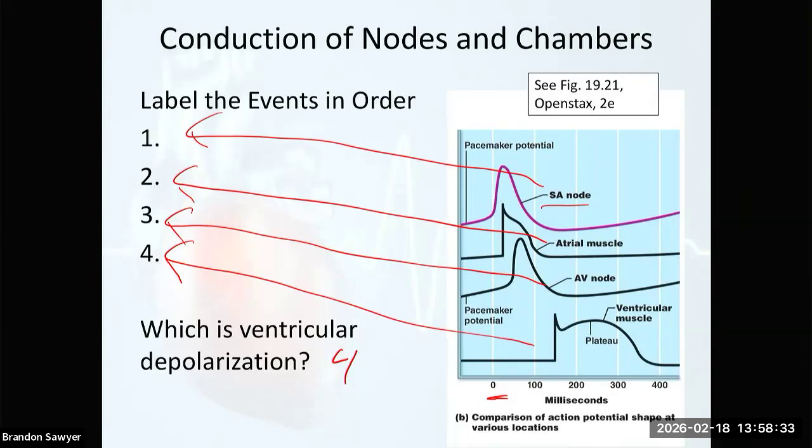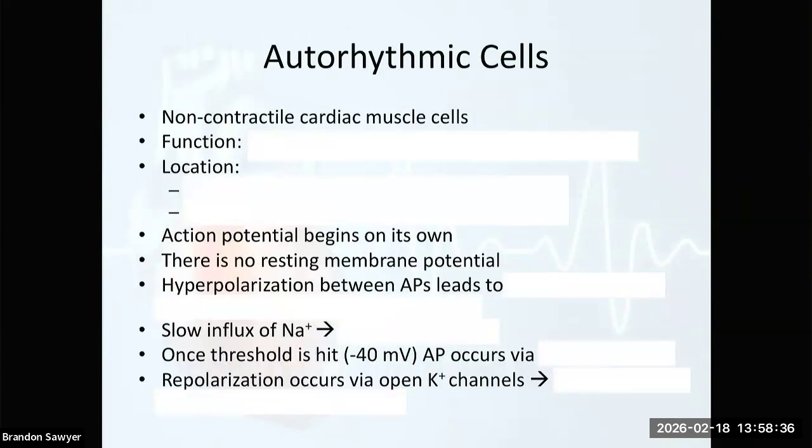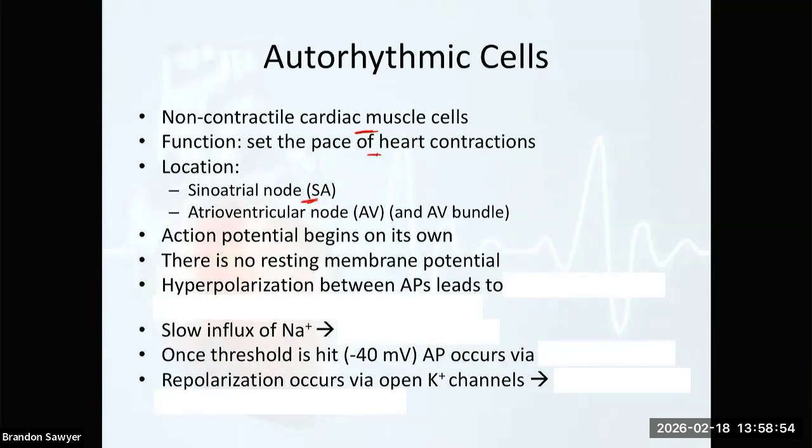Now we can look in a little more detail at the way these autorhythmic cells work. These are cardiac muscle cells, but they're non-contractile, so they don't produce tension in the heart, but they set the pace of heart contractions. They're located in the sinoatrial node, the AV node, and some are spread throughout the AV bundle. These can serve as backup pacemakers if the SA node isn't working for some reason. In these cells, the action potential begins on its own.